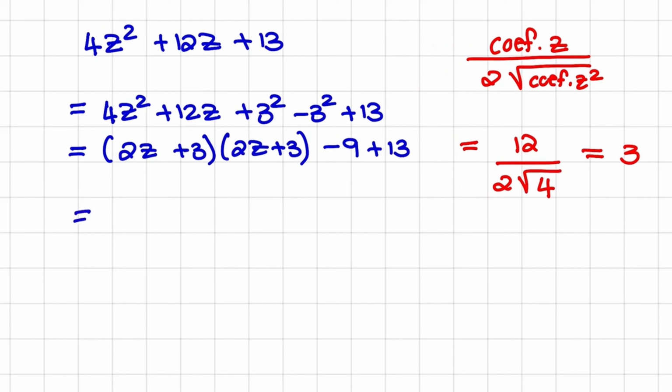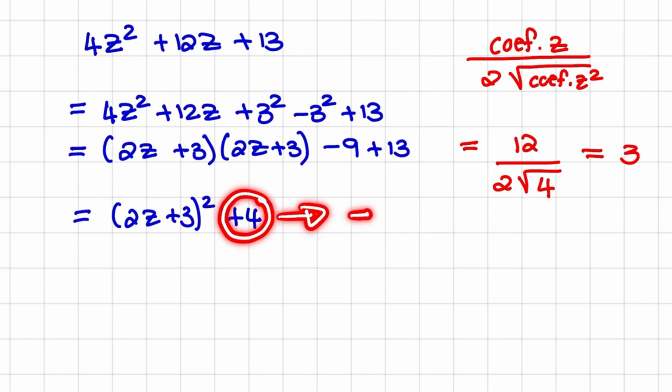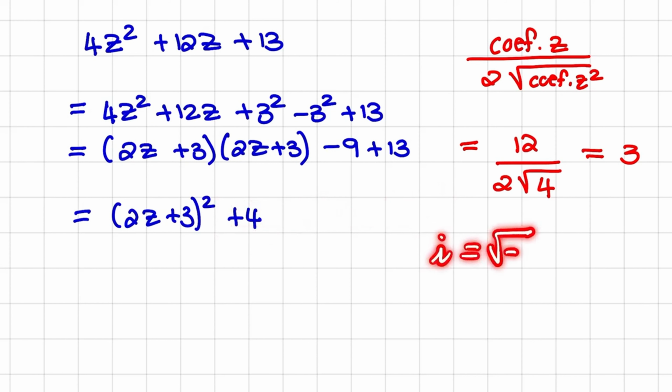And if I rewrite that slightly, I have 2z plus 3 squared plus 4. And again, I cannot factorize further, but I can rewrite plus 4 to create a difference of 2 squares. And I'll rewrite it the same way we did in our previous example, by writing plus 4 as negative 2i squared. Remember that i is the imaginary number, the square root of negative 1, and i squared is equal to negative 1.